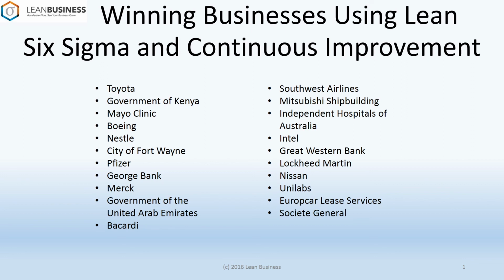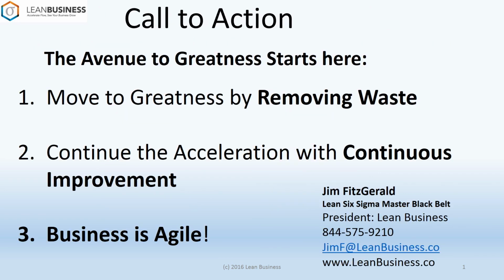Next, let's talk about what it takes for you to get there. We first discussed the advantages of removing waste. If you can remove all the non-value added activities or activities that a customer is not willing to pay for out of your business, you will become agile. Now, once you've become agile, it's time to put in a continuous improvement program to maintain that agility. That is how a business becomes agile.